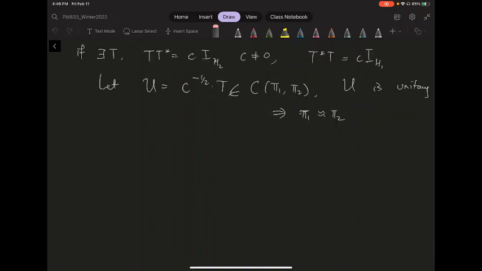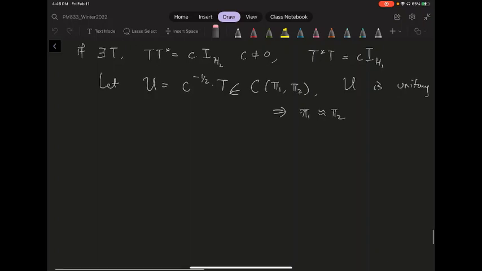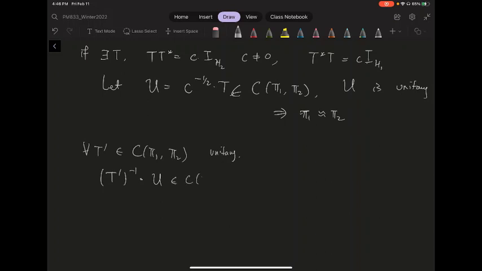So now if we want to see that this intertwiner space from pi1 to pi2 is one-dimensional, let's take any other operator, let's say t prime inside the C of pi1 and pi2. And by basically the same argument, we know this t prime is a multiple of the unitary, so you can renormalize it. So let's just assume that it is another unitary. So if you consider this t prime, if you multiply the inverse of this unitary times the unitary u we just found, then this is going to be inside the C of pi1.